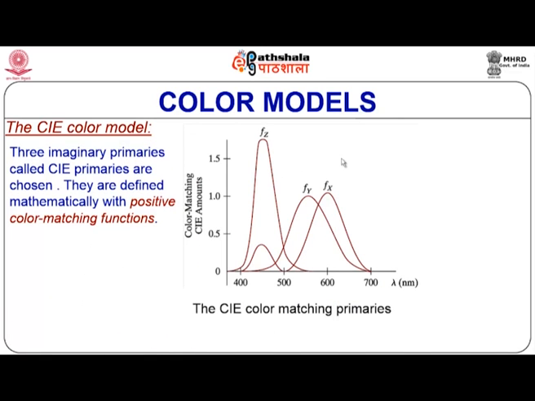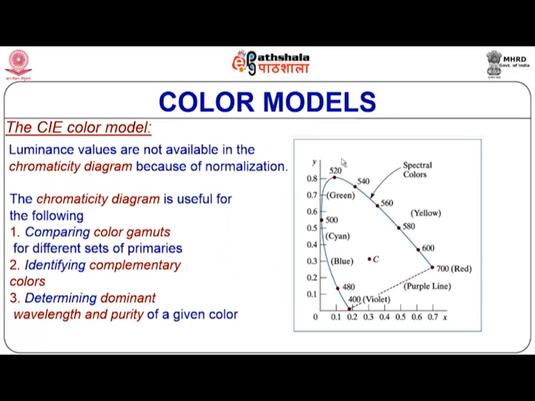So the color matching for the positive primaries, the imaginary primaries, the x, y, z primaries are all on the positive side. So x, y, z, as you can see, these are the color matching functions. The advantage of this color model, as I said in the beginning, is that we are looking at this theoretical color model to understand some concepts of the color models. The theoretical color model is advantageous for understanding color gamuts, identifying complementary colors, identifying dominant colors, and identifying the saturation of a given color.